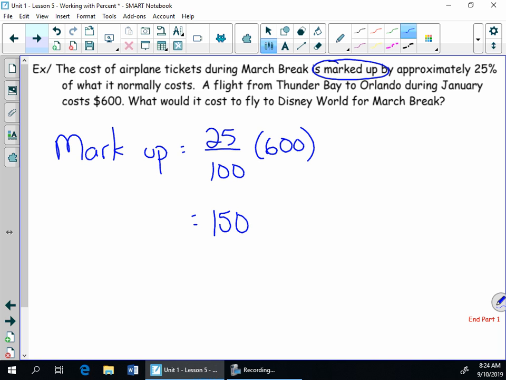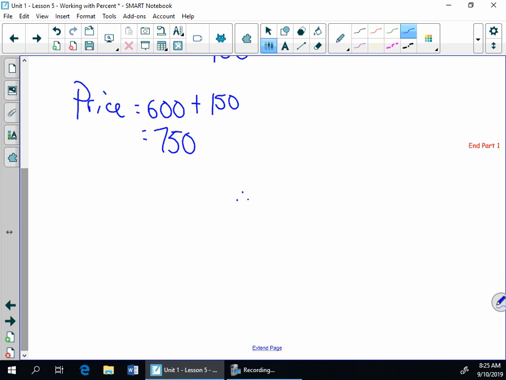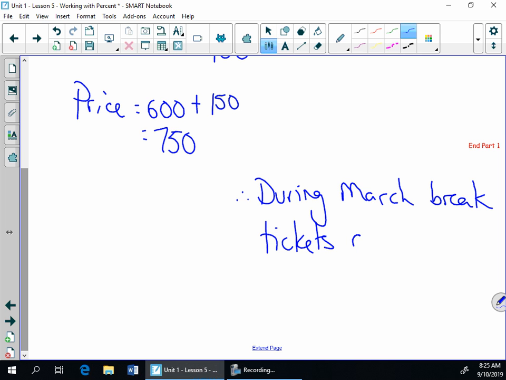Now, again, that's our markup. It's not our final price. Our price started at 600. We went up. So we're going to add 150. And now we get 750. And therefore, during March break, tickets cost $750.